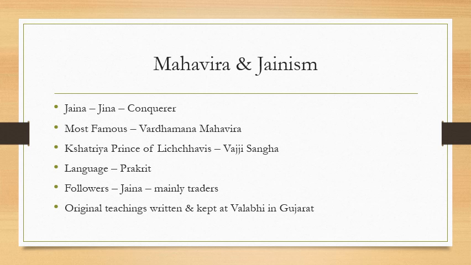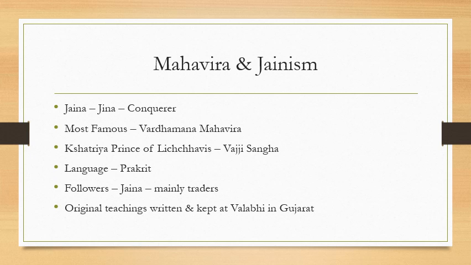Now we talk about Mahavira and Jainism. Jaina comes from the term Jina, which means conqueror. The most famous thinker of Jainism was Vardhaman Mahavira. He was a Kshatriya prince of the Lichchhavis, which was a part of the Vajji Sangha. He taught that men and women who wish to know truth must leave their homes and follow the rules of Ahimsa. The language used by him was Prakrit, which was common people's language.